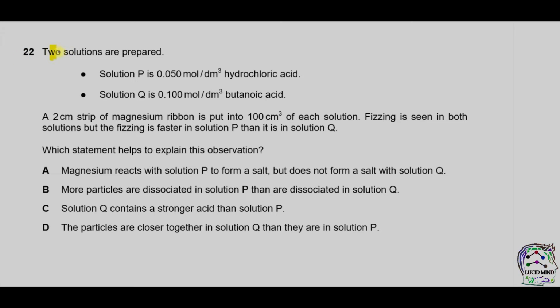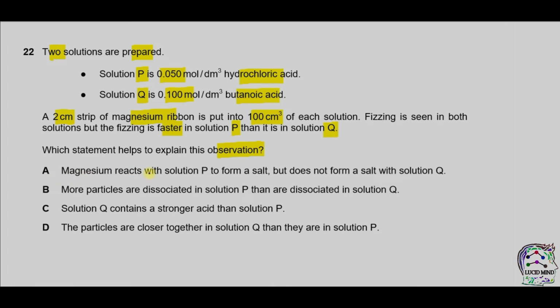Question 22. Two solutions are prepared. First is solution P, which is 0.05 mole per decimeter cube hydrochloric acid. Second is solution Q, which is 0.1 mole per decimeter cube butanoic acid. A 2 cm strip of magnesium ribbon is put into 100 cm3 of each solution. Fizzing is seen in both solutions, but the fizzing is faster in solution P than in solution Q. Which statement helps to explain this observation?